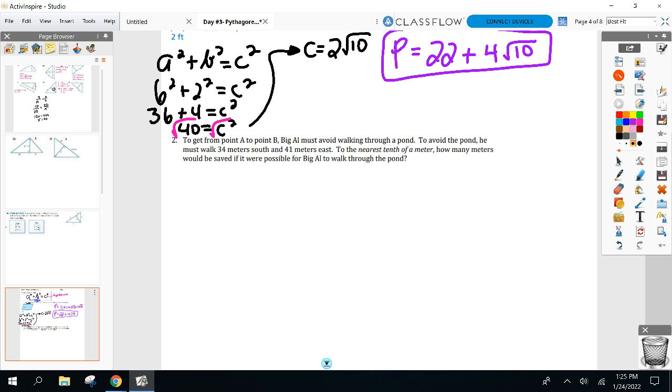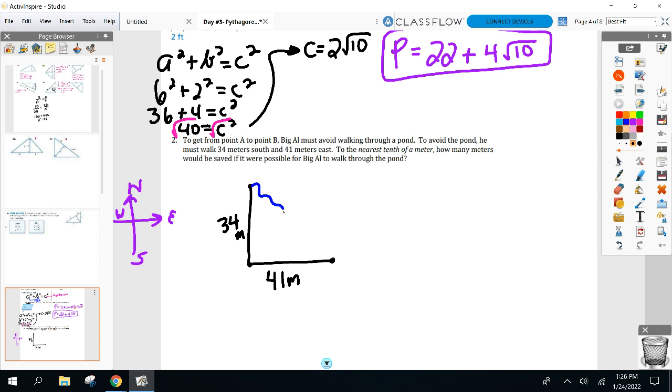All right, so where'd he go? 34 meters. Do I need to put the old compass up here, or is everybody good? We're all good there? So he's going 34 meters south, right? 34 meters south. Then he's going 41 meters east. So that's where he started. That's where he finished. And here's your lake, right? Great picture, right? There's your lake or pond.